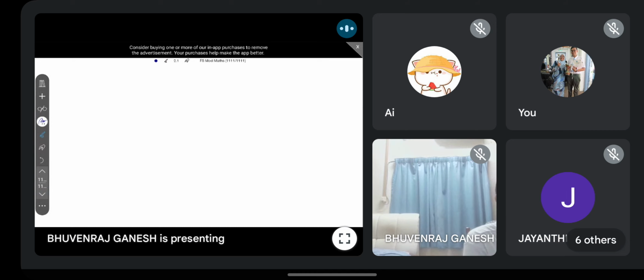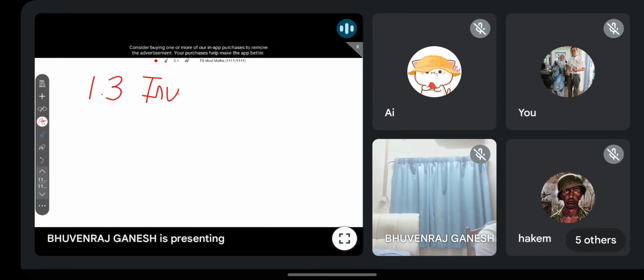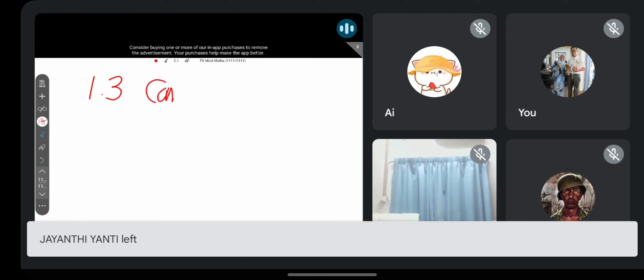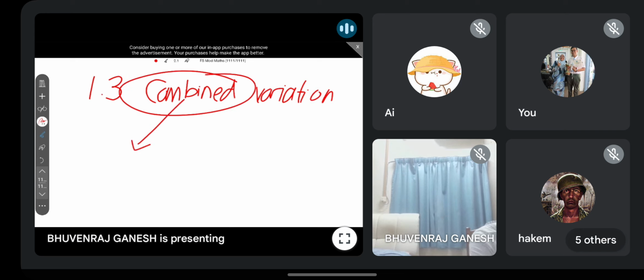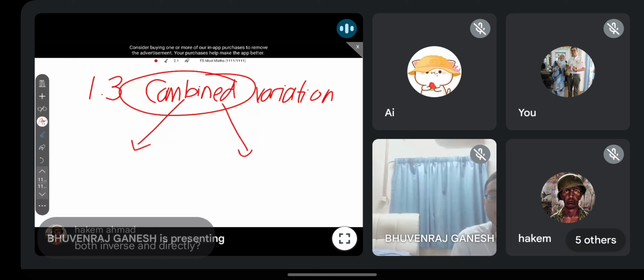Very short only. Inverse variation. Okay, so now we will enter the third part, the last subtopic, 1.3, combined variation. Okay guys, when you see the word combine, what two variations are meant here? Can anyone tell me? What are the two variations they are talking about here to form the combined variation?